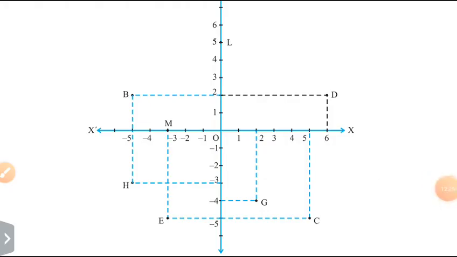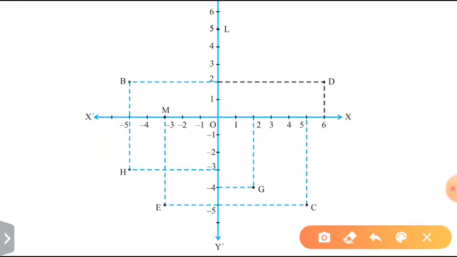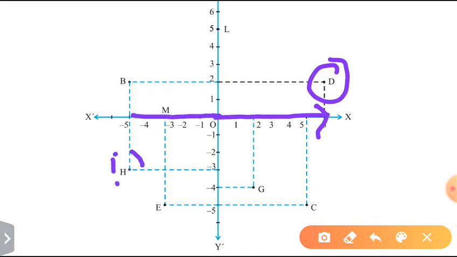Abscissa of point D. Abscissa means the x coordinate, and the x coordinate is plus 6. The answer is plus 6. Now the ordinate of point H. This is point H. The x part is minus 5 and the y part is minus 3. Therefore the ordinate is minus 3.